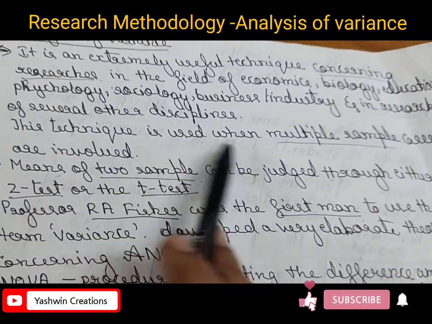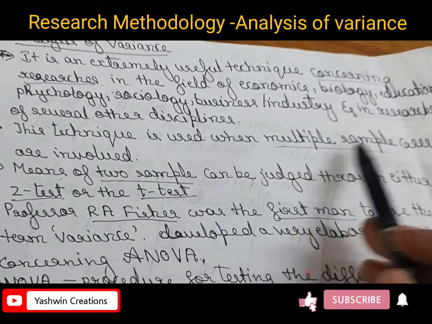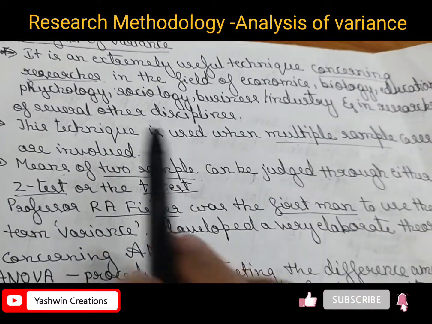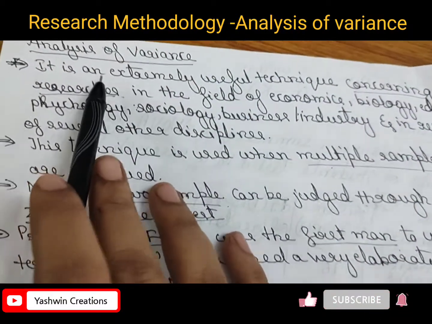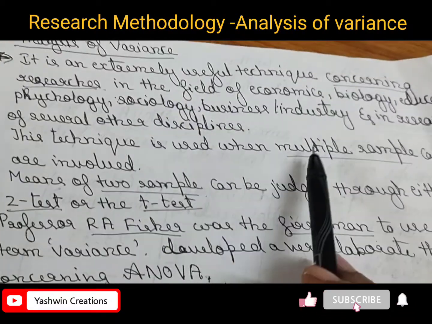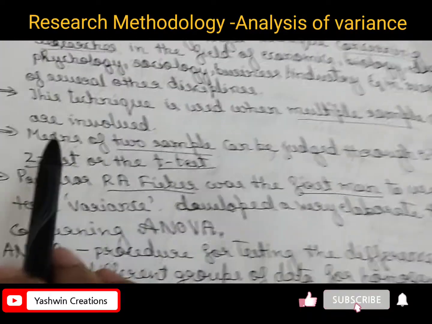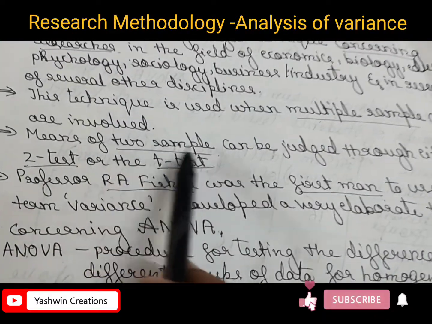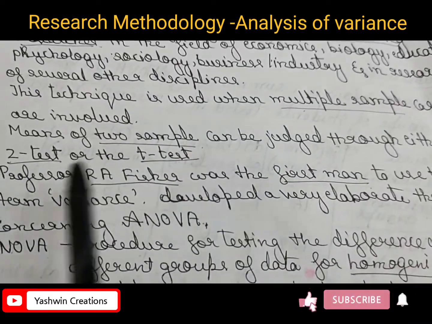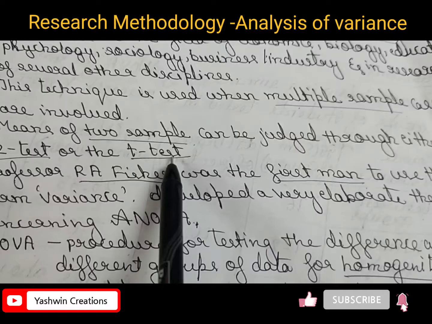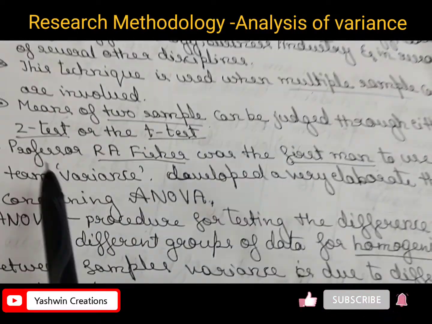This technique is used when multiple sample cases are involved. So when we use analysis of variance, multiple sample cases are involved. Next, means of two samples can be judged through either the Z test or the T test.